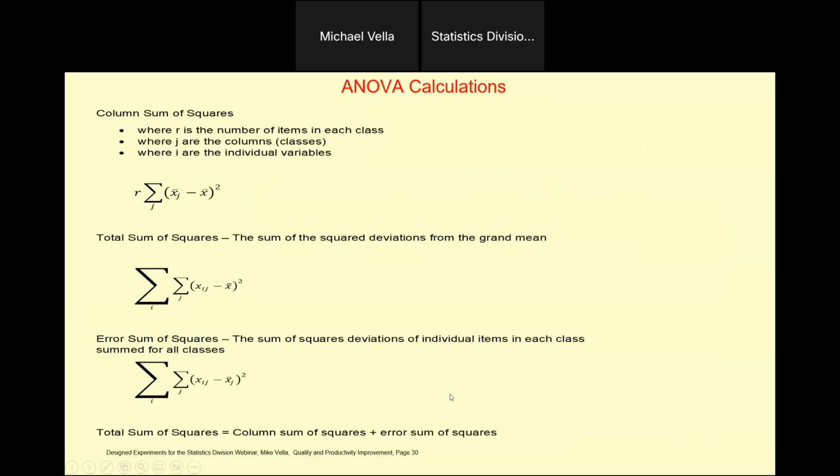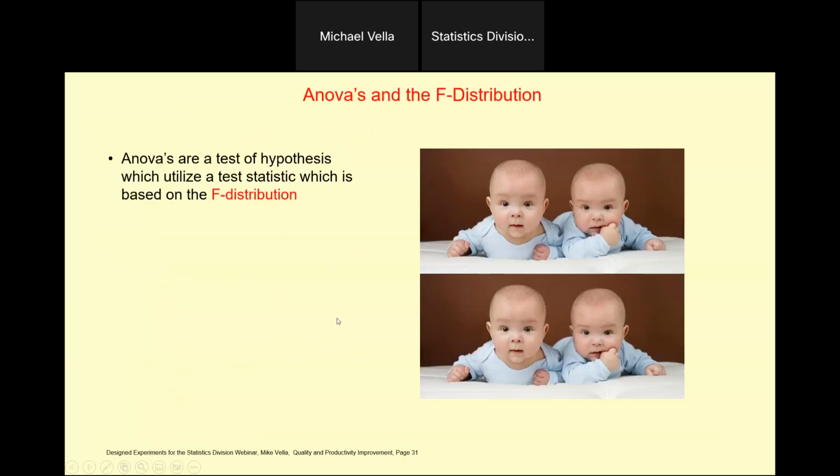So we're going to be talking about some terms here: column sum of squares, total sum of squares, error sum of squares, and we won't go through these calculations because Duncan has provided some shortcuts for us to use. So before we go on, we need to talk about something called the F distribution. And ANOVAs are a test of hypothesis which utilize this test statistic called the F distribution.